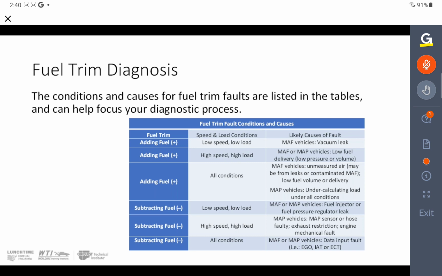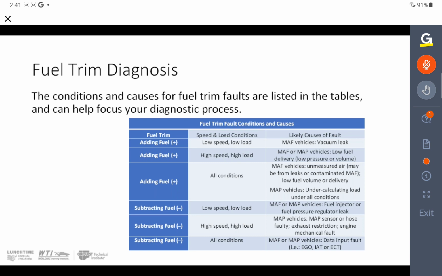If we're adding fuel under all conditions on a mass airflow sensor vehicle, we may have unmeasured air or leaks, or possibly a contaminated mass airflow sensor, or low fuel volume or delivery, like the example I showed you with the fuel trim map. On MAP sensor vehicles, under calculating load under all conditions, that could be a MAP sensor problem or a vacuum line for the MAP sensor.